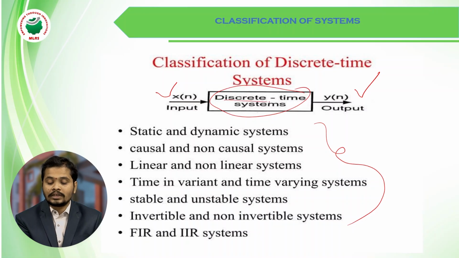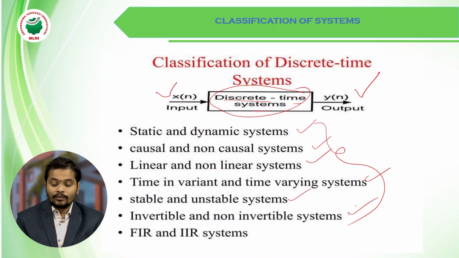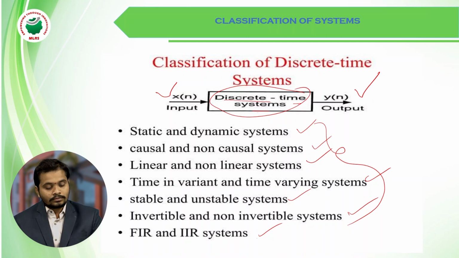Discrete time system means the system which is varying with respect to time. The broad categories are static and dynamic systems, causal and non-causal systems, linear and non-linear systems, time invariant and time varying systems, stable and unstable systems, invertible and non-invertible systems, and FIR and IIR systems.